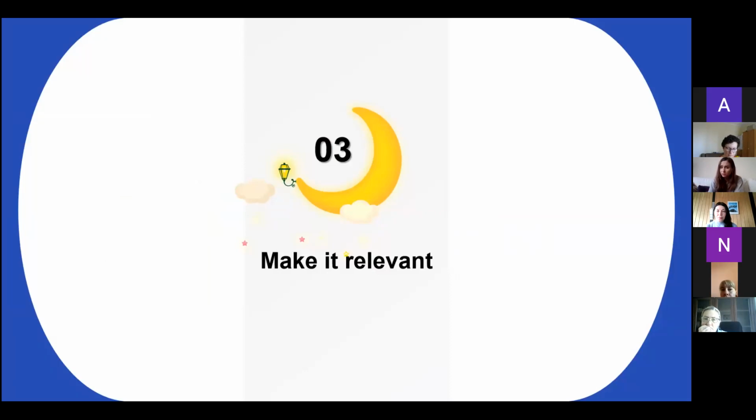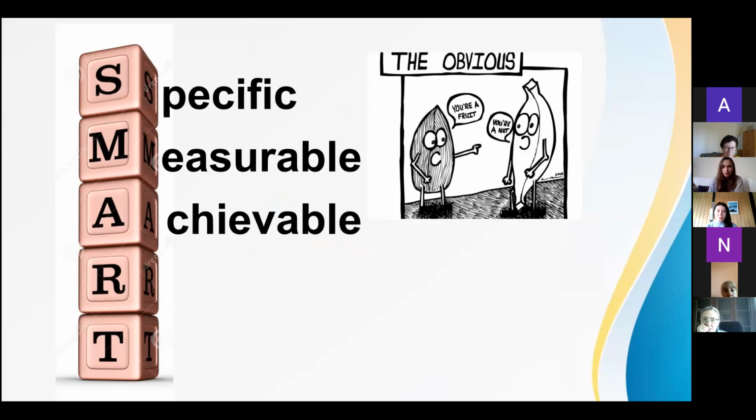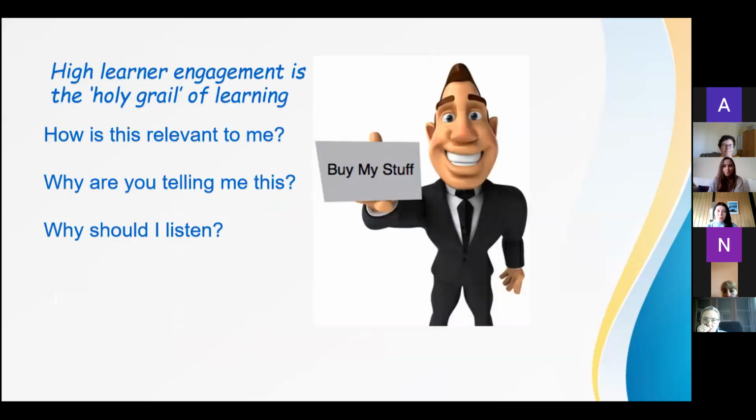The next one, making it relevant. It's important because they need to know why do I need to learn these things. So, as usual, my favorite, specific, measurable, achievable, relevant, and time bounded. Before preparing something for your learners, you should answer the question, how is this relevant to them? Why are you telling them this? And why do they need to listen to you? How can they benefit from you? And again, why do I need to learn this stuff all the time?